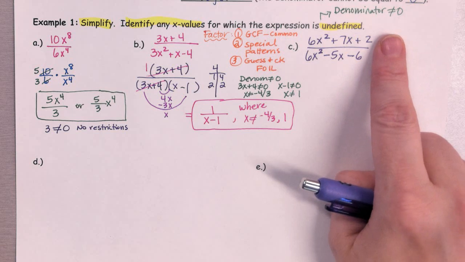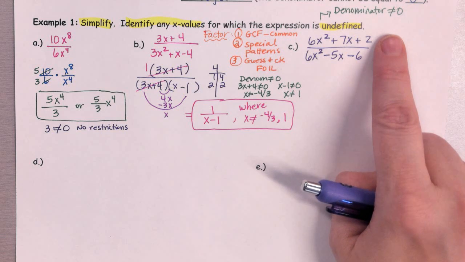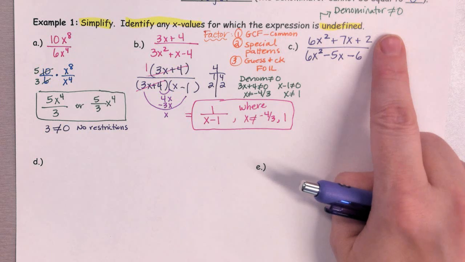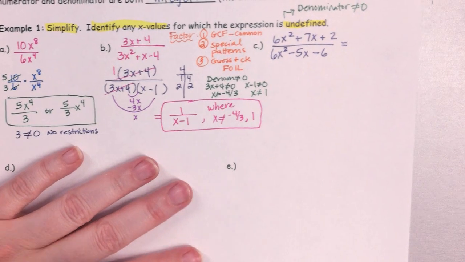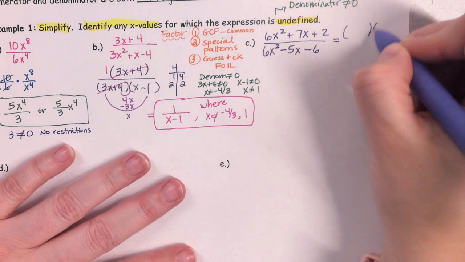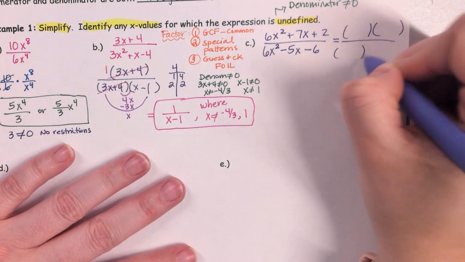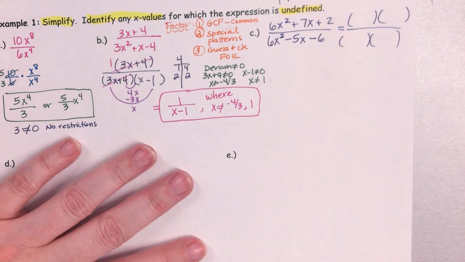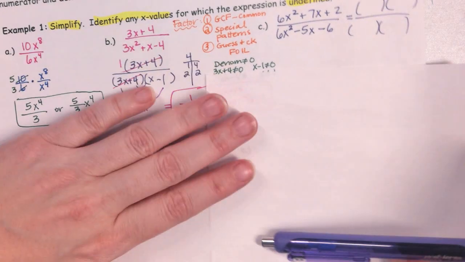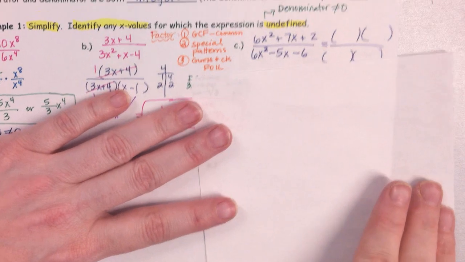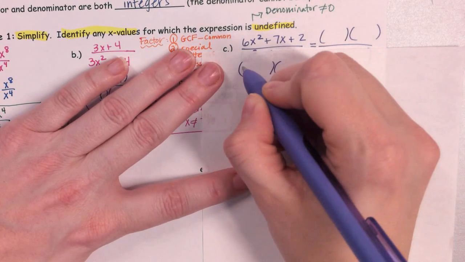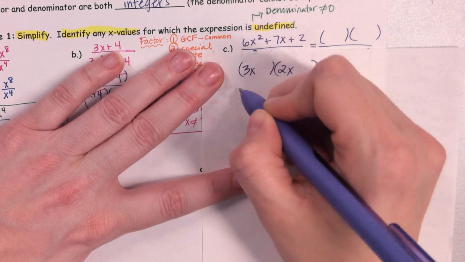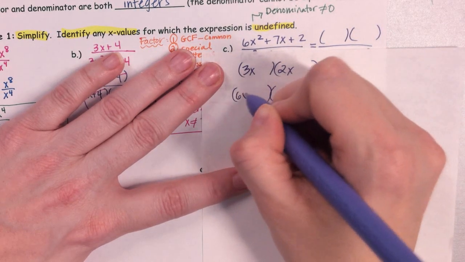All right, now for C, we have 6x squared plus 7x plus 2 on the top, 6x squared minus 5x minus 6 on the bottom. What I want you to do is start some guessing and checking here. So let's think about our options. So if it's 6x squared, right, what are my options for this? I can do 3x and 2x. I can also do, yep.